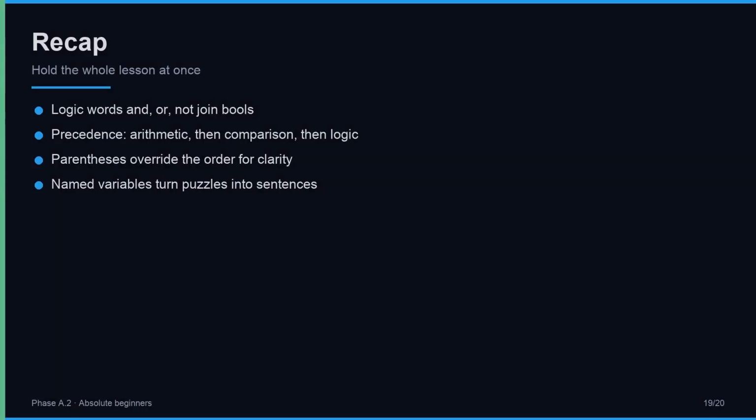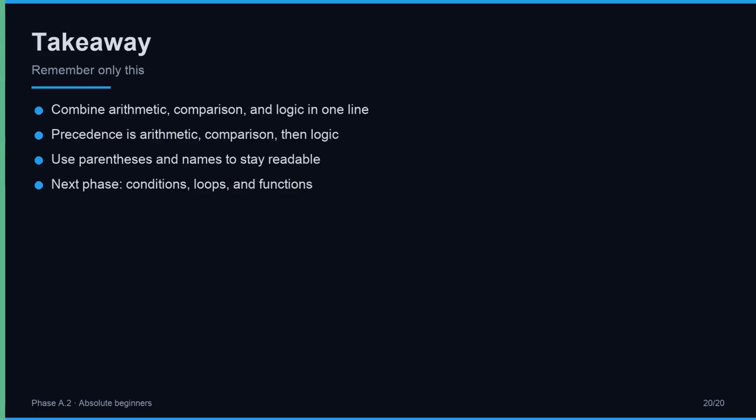Let us hold the whole lesson in one breath. The 3 logic words, and, or, not, join bools into richer rules. Precedence runs arithmetic first, then comparison, then logic, with parentheses overriding everything. And when an expression grows complex, you break it into named variables so each part explains itself. The goal is never the shortest line. The goal is the clearest line. If those sentences feel solid, you can read any expression Python offers.